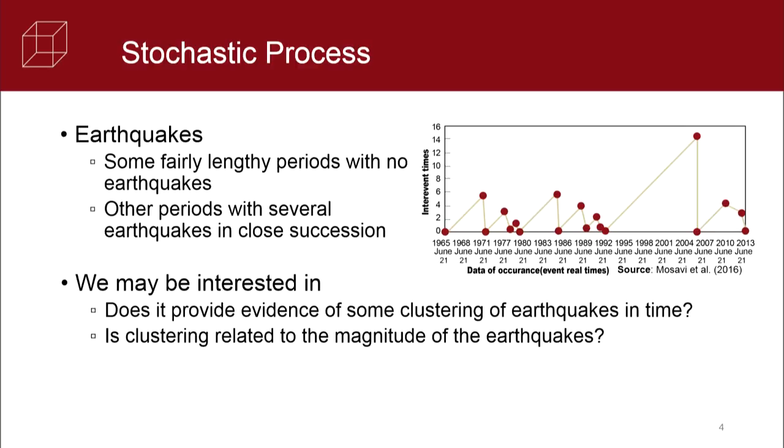Let's take a look at another example. This graph shows the sequence of inter-event times of earthquakes. What we can observe from this graph is that there are some fairly lengthy periods with no earthquakes, while there are other periods with several events in close succession, for example here and here. So we can model the sequence of inter-event times as a sequence of random variables. That is nothing but a stochastic process.